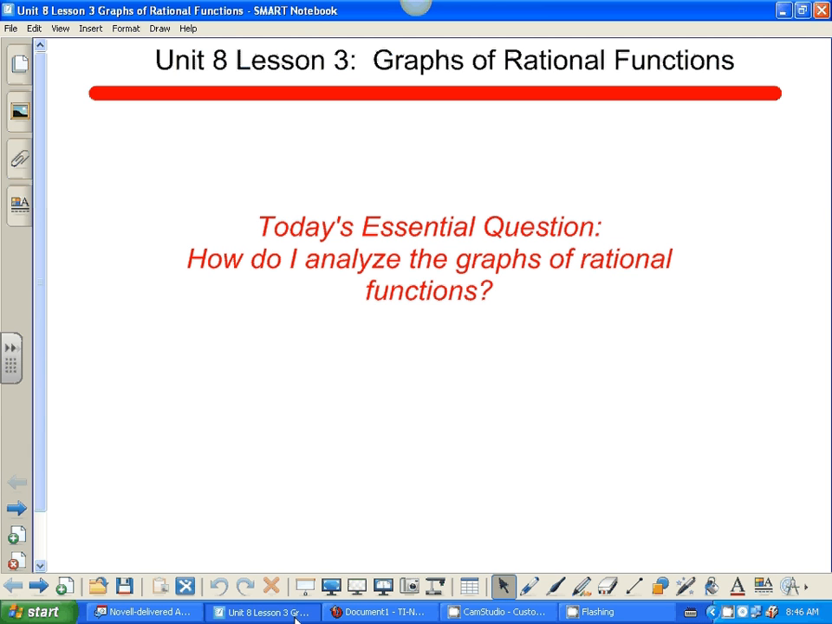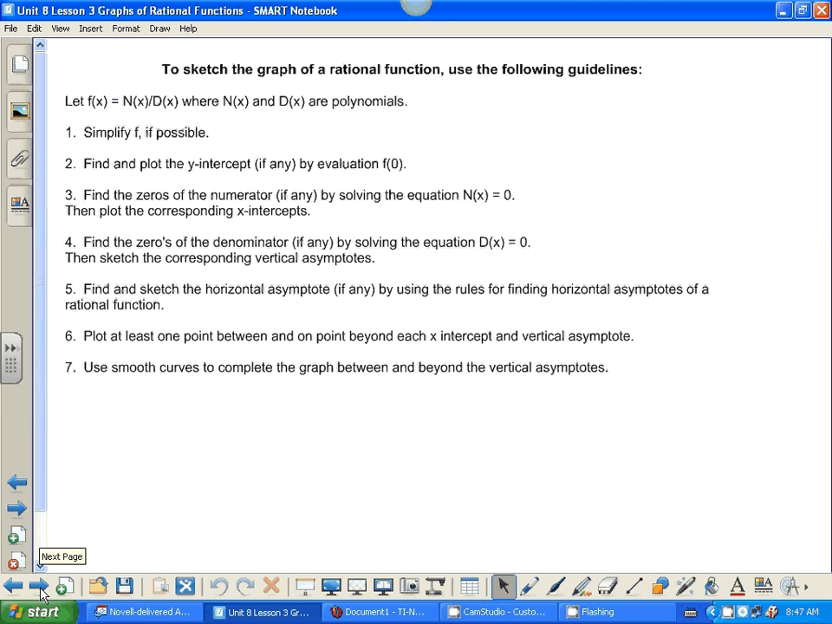So what we did in the first lesson is we were able to identify vertical and horizontal asymptotes and understand how that relates to domain and range. In the second lesson, we did some operations with rational functions, and now the expectation is you can analyze the graphs of rational functions by graphing them without the aid of a graphing calculator.